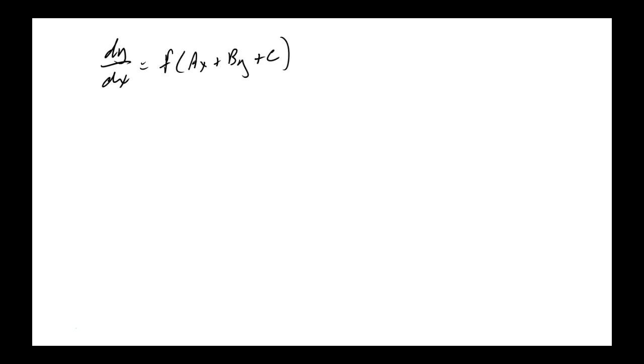Okay, that's what your derivative is. Now, it says this can always be reduced to an equation with separation of variables by means of this substitution. And this should be a pretty catchy substitution. Let u equal ax plus by plus c. That ought to work, shouldn't it?